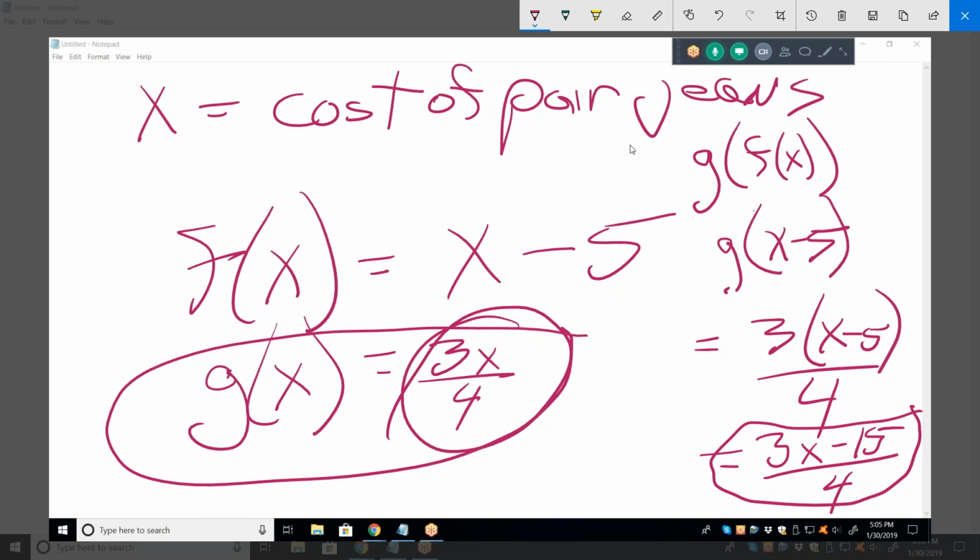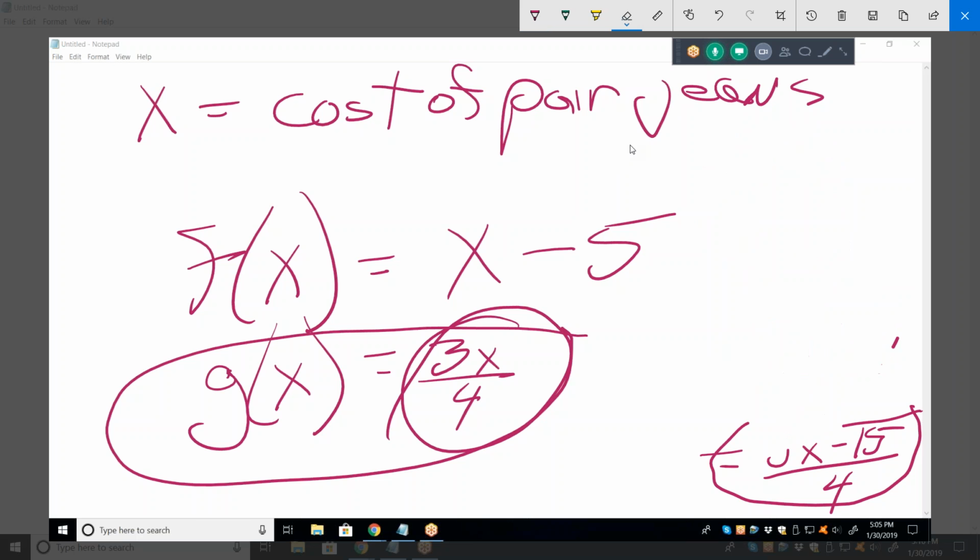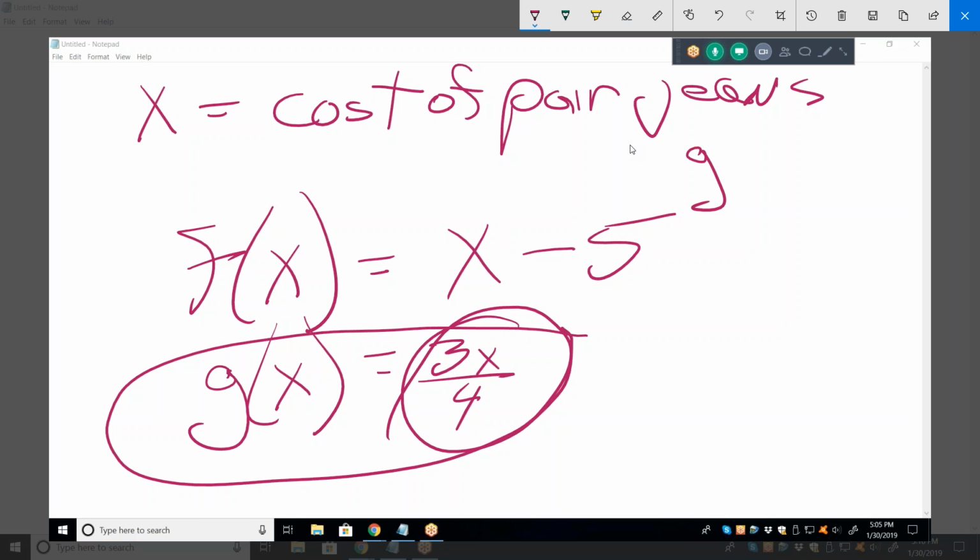Okay, and now they want f of g of x. Yes. Okay, let's erase this one. Wait, no, they want g of f of 36. I shouldn't have erased it. g of f of 36. Always start from the inside. What's f of 36 equal to?